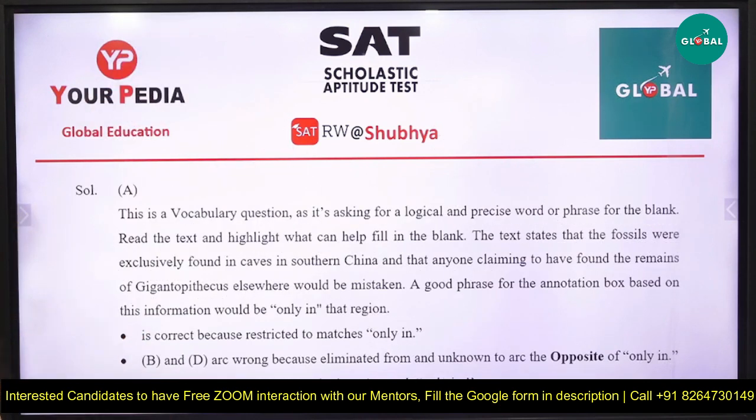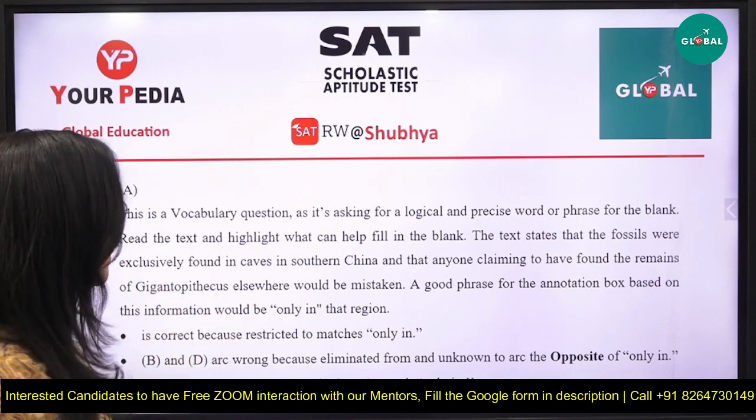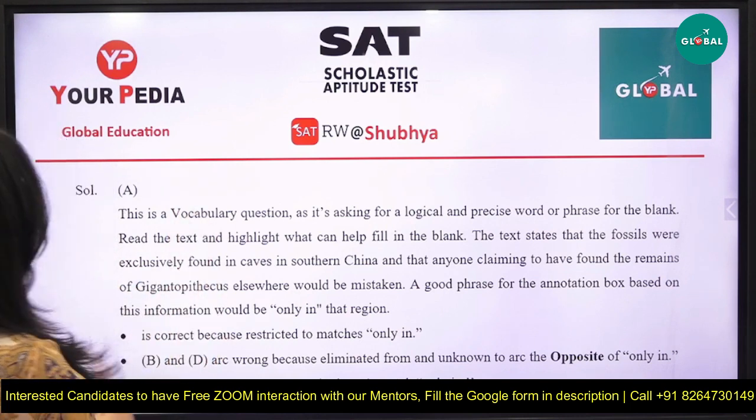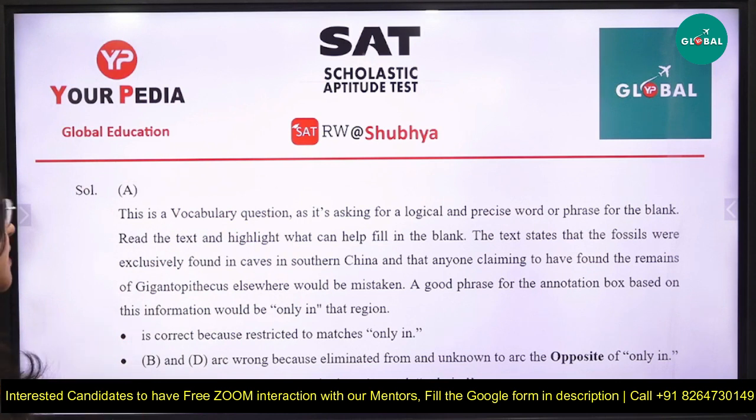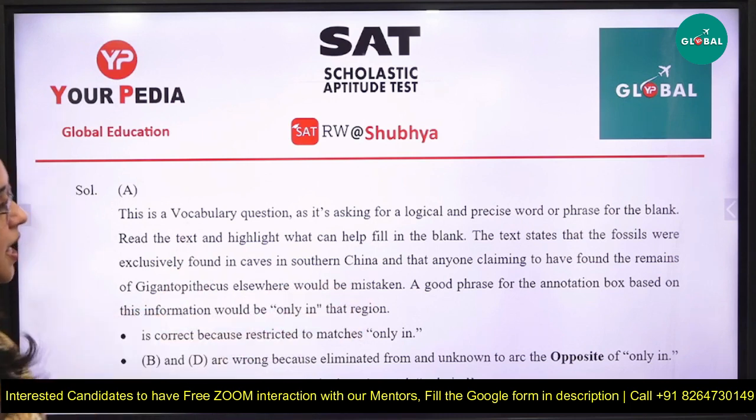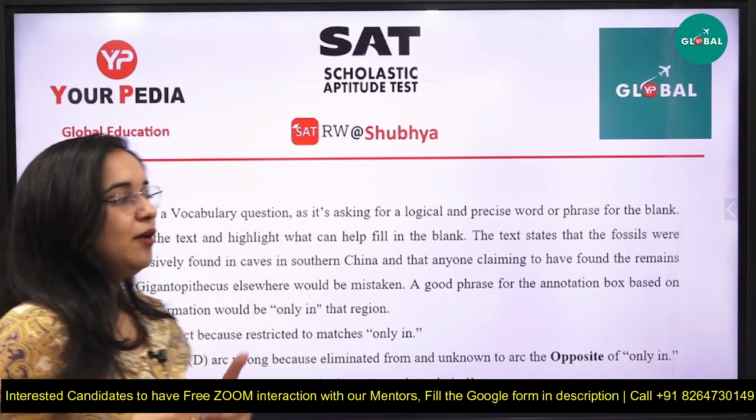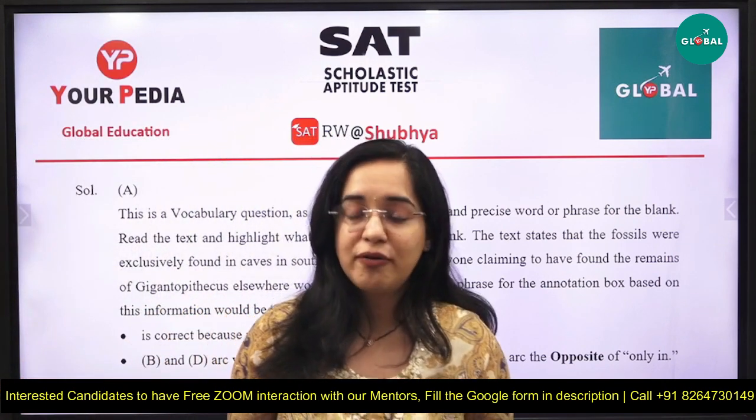Let's go for the explanation. This is again a vocabulary based question from Craft and Structure, as it is asking for a logical and precise word or phrase for the blank. Read the text and highlight what can help you fill in the blank. The text states that fossils were exclusively found in southern China and that anyone claiming to have the remains of Gigantopithecus elsewhere would be mistaken. A good phrase for the annotation for this information would be only in that region. So it's a kind of shadow word for you which you have to fill in.